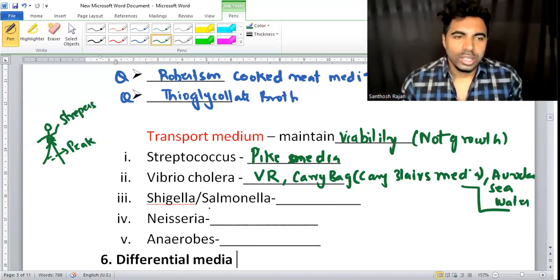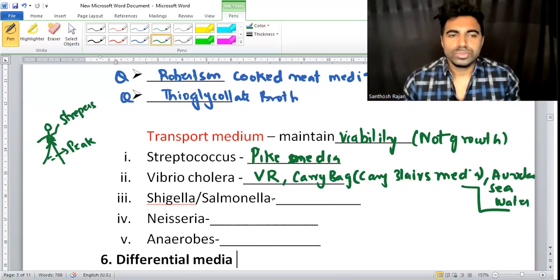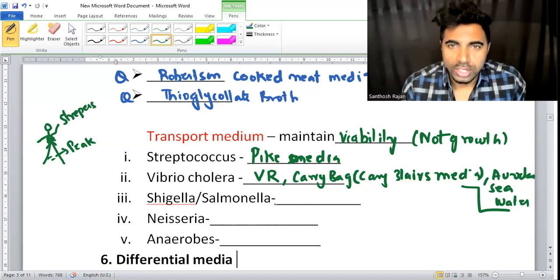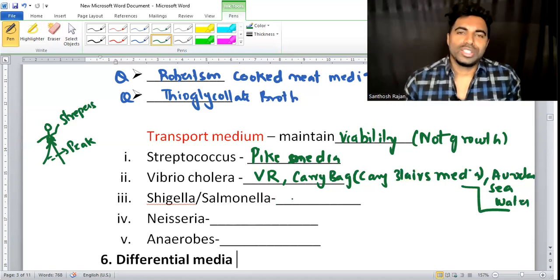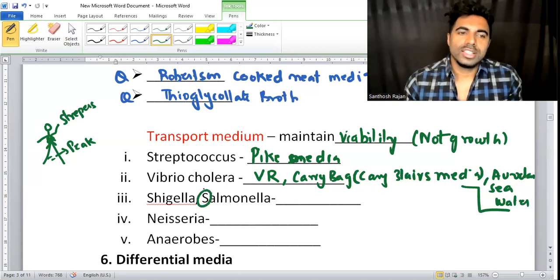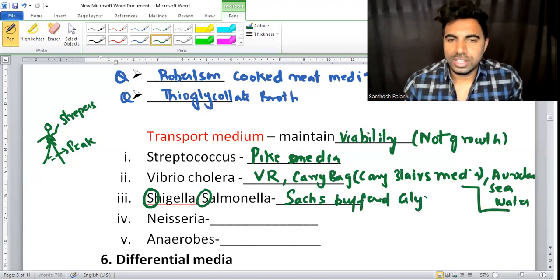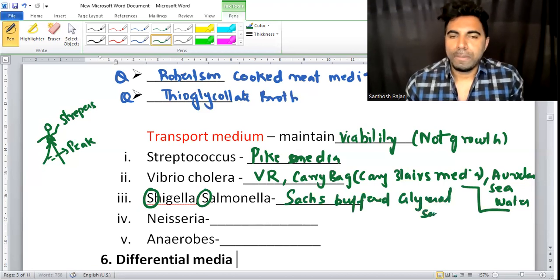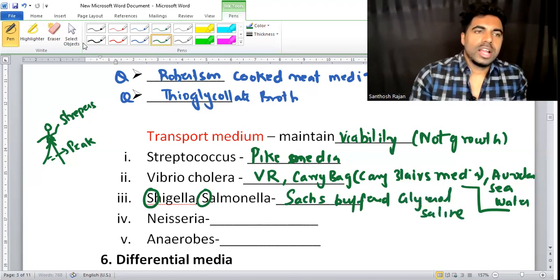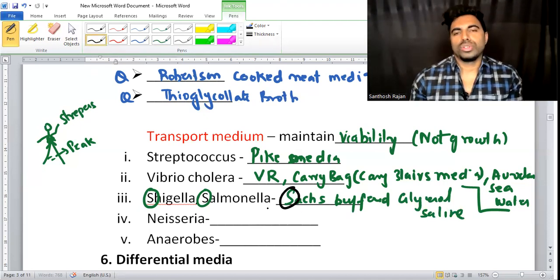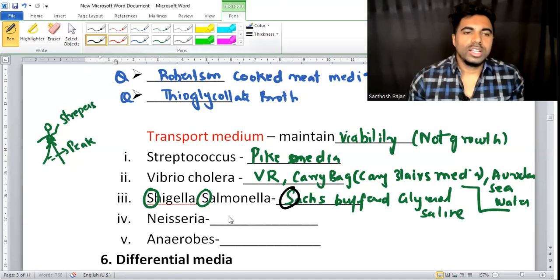And for Shigella and Salmonella, what is the transport media? It's important, frequently asked. It is buffered glycerol saline, BGS. Important question. Salmonella, Shigella, BGS. That's an important question. Right.